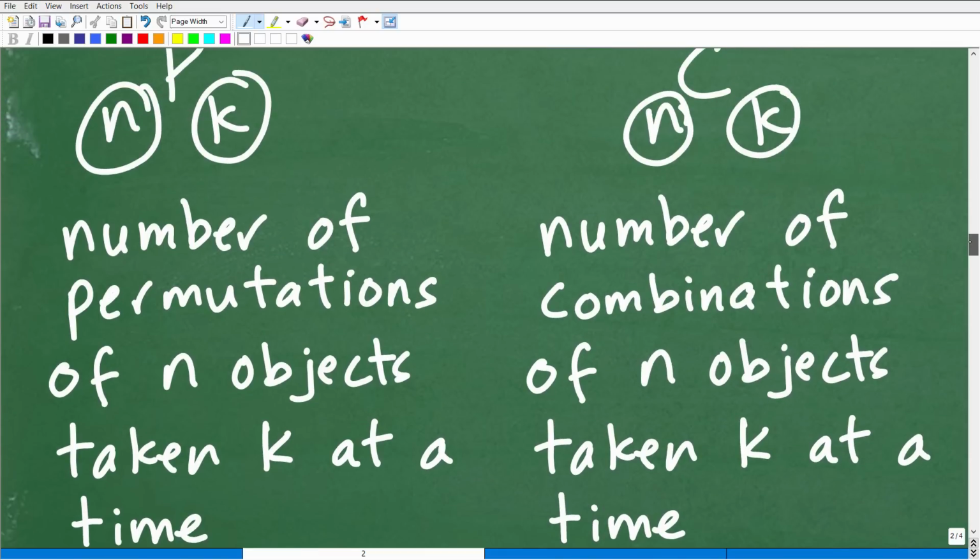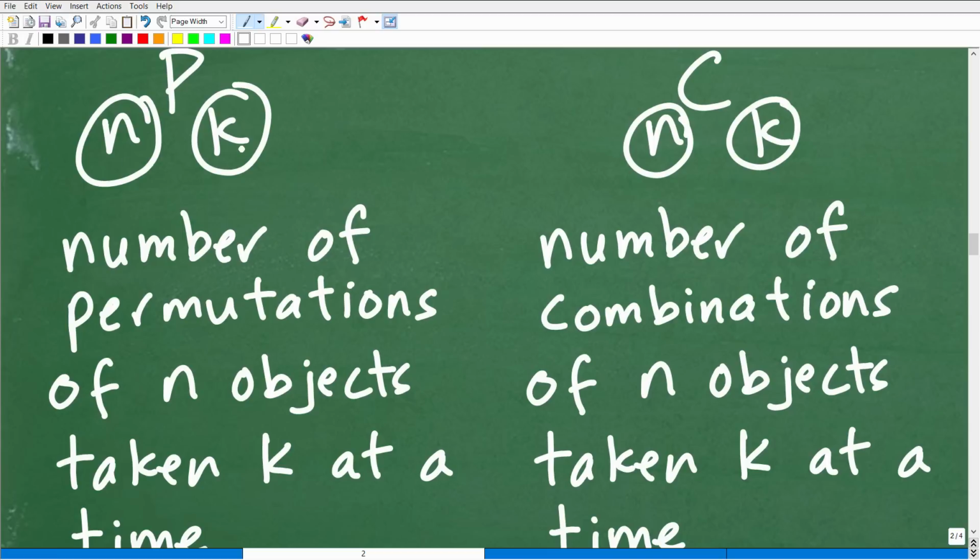For a permutation, nPk means the following: it's the number of permutations of n objects taken k at a time. So this is like the larger group and this is the smaller group. Kind of think of it that way. It's the number of permutations that can occur with n objects taken k at a time. When it comes to combinations, it's still the same thing, n and k. It's the number of combinations of n objects taken k at a time.